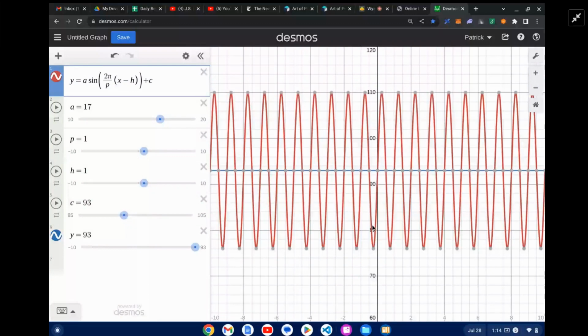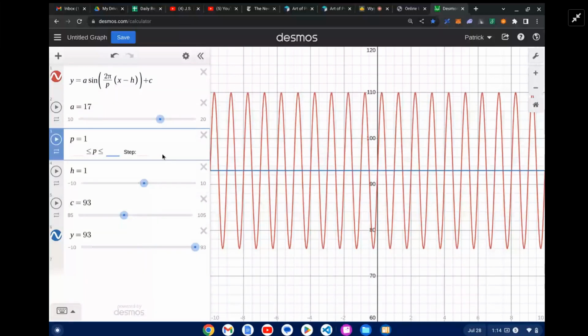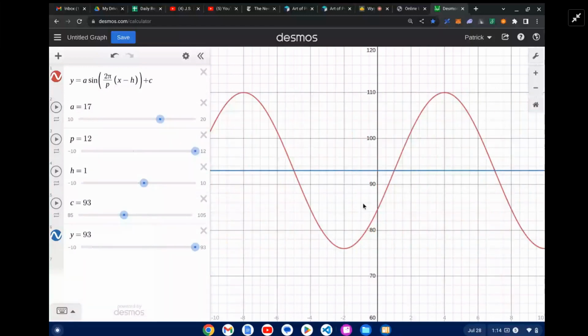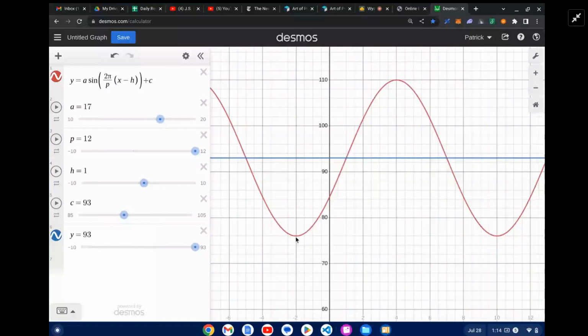Next, we're going to look at the period. The period is the number of months to finish a cycle, and that should be clear that it's 12. We can just make it equal to 12. We're almost there now. The last thing it says is that the minimum population is hit at January 1st. So we need to shift this over. We need to shift it to the right.